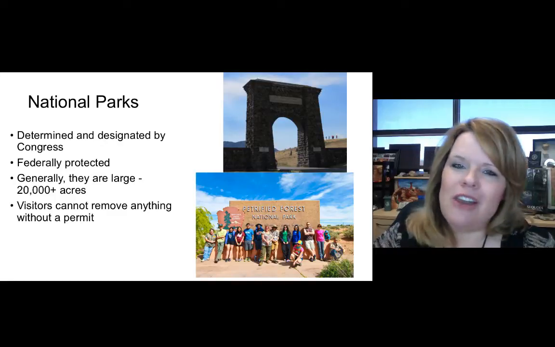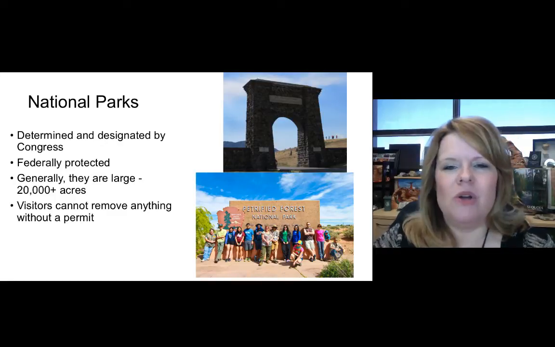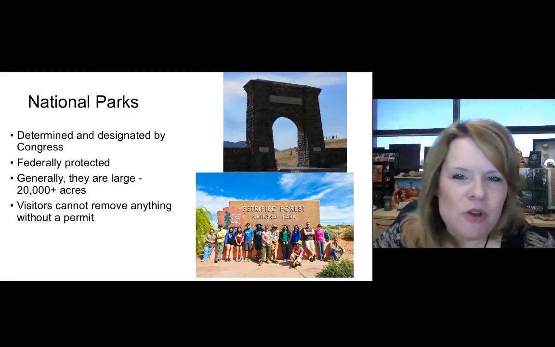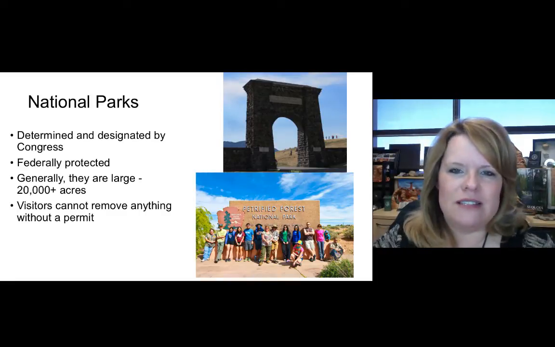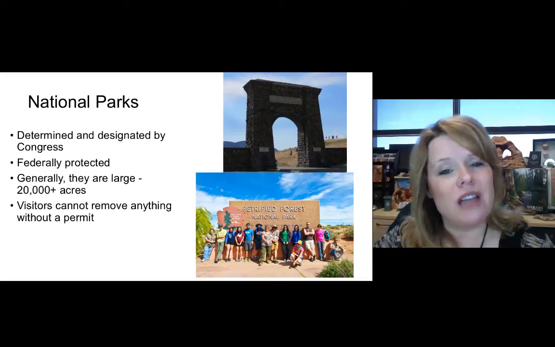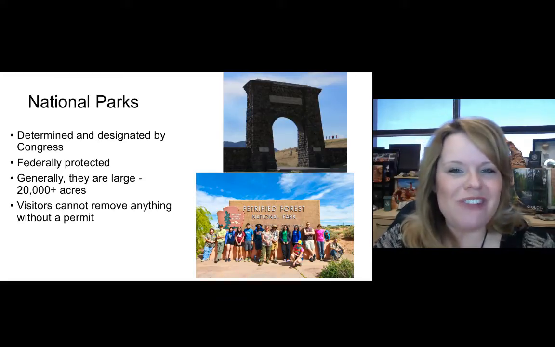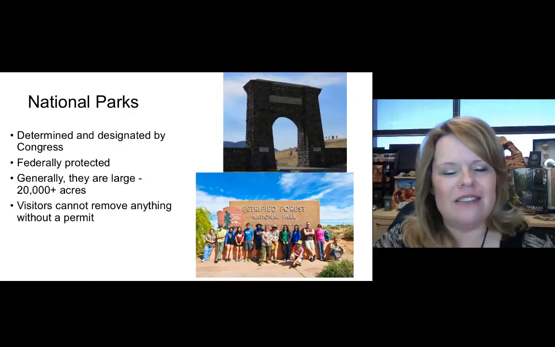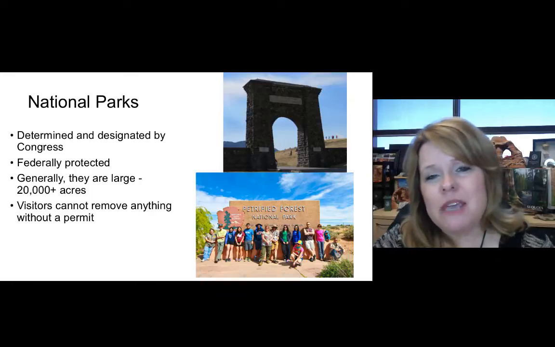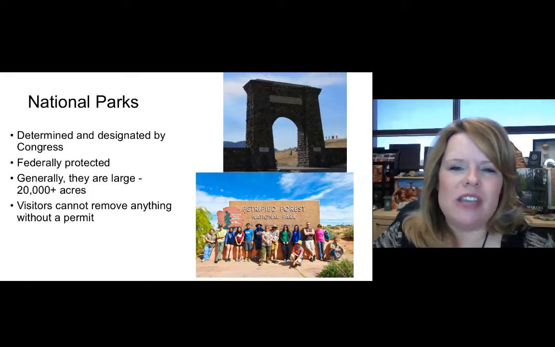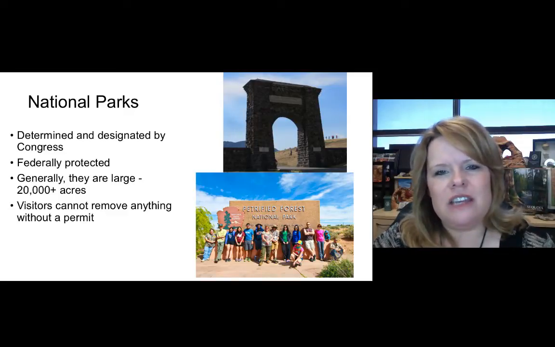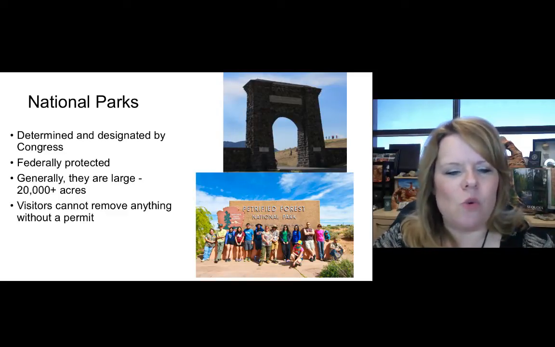So national parks come in a lot of different forms. Some are big, some are beautiful, some are not so beautiful, but they all have some common traits. So we're going to look at public lands and the different types of them and distinguish how they're similar and how they're different. Let's start with national parks. They're determined and designated by Congress, and they're federally funded. So the funding helps pay the people, it helps deal with the infrastructure, it helps make sure they're protected. Generally, these tend to be large, 20,000 acres or more, but not all of them are. Some of them are really small.